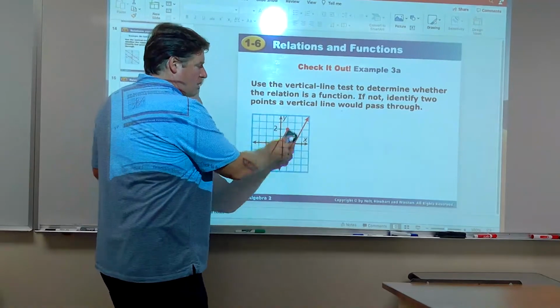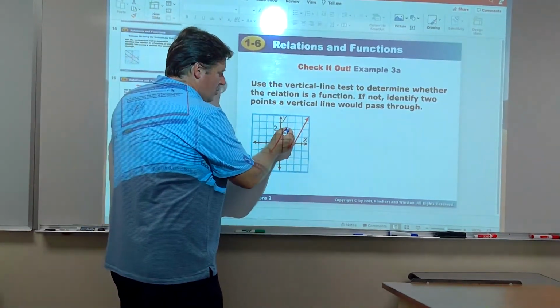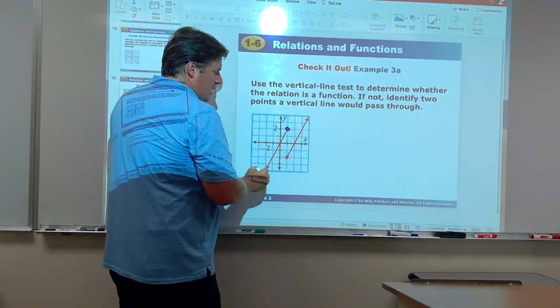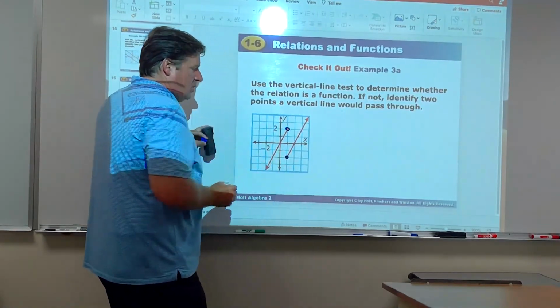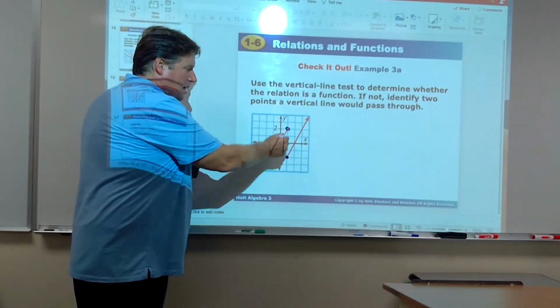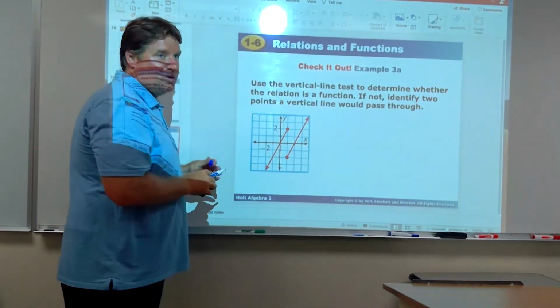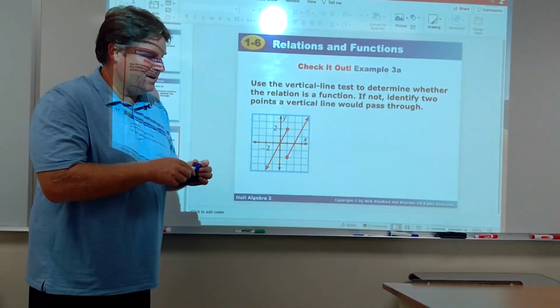Now the question might be, well, Mr. Boone, are you going to try to trick us? Well, sure I am. So what would happen if this one wasn't filled in? What if this one was an open circle and this one was a closed circle? In that case, because this doesn't include the endpoint, that would be a case where it is a function. But because they're both closed, that's the one spot that it fails the vertical line test.